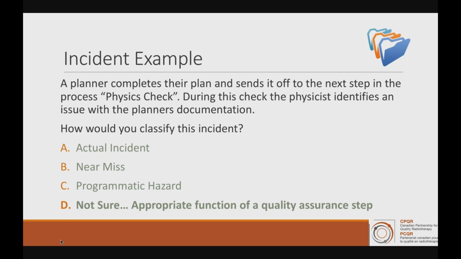Basically, a near miss is identifying some type of issue in your process that's not working. For example, if the physics check had not caught it, that near miss would be identifying that something in your physics check isn't working. We're humans, we're going to make mistakes, and the physics check is there to make sure that any of those mistakes don't get any further downstream. So in this instance, it doesn't fall in a near miss category. It's actually just your quality assurance step is working.